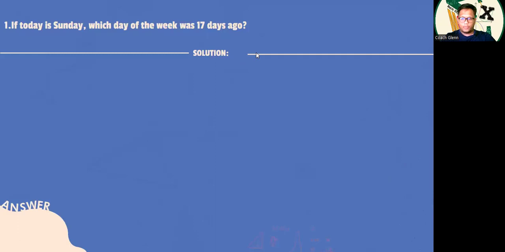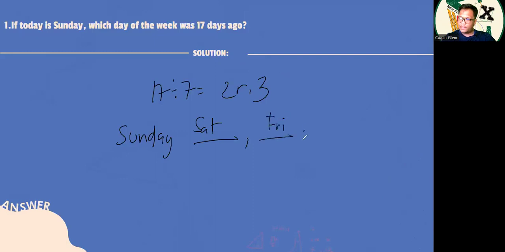All we need to do here is 17 divided by 7, which is equal to 2, remainder 3. So working backwards, Sunday, so Saturday, Friday, and then Thursday. The final answer here is Thursday. This is number 1.